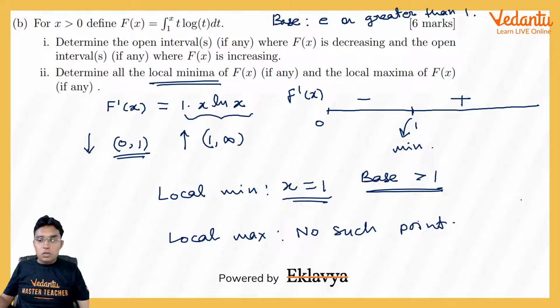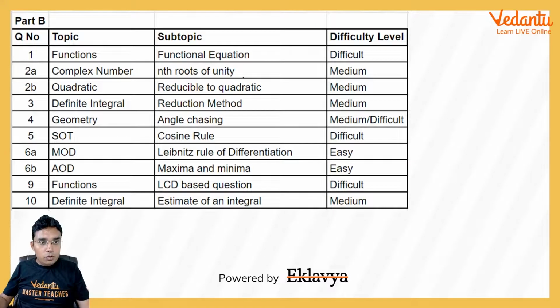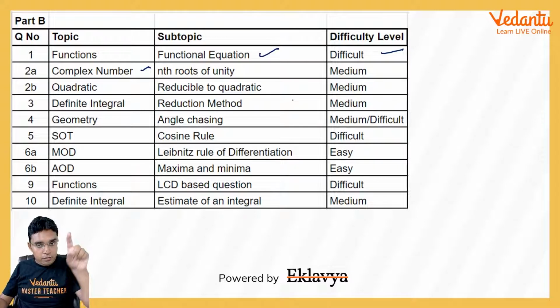Okay, so this is how this paper can be done. Let me show you how questions were given in this paper. First was the functional equation question, if you remember that f of f question. I will rate this as difficult. Then complex number, where we draw a circle taking (-1, 0) as a center. It is medium or too difficult, you can say.